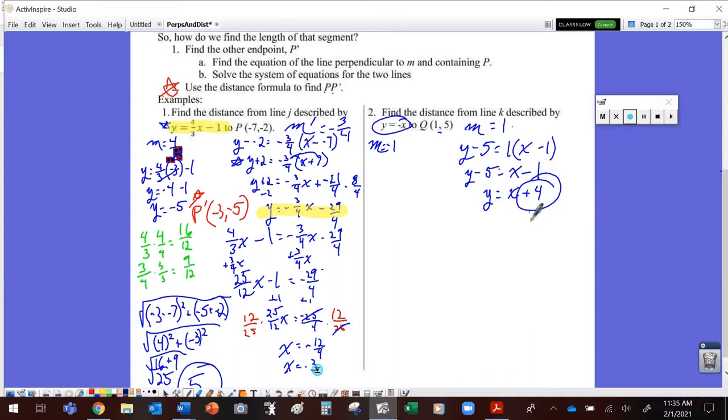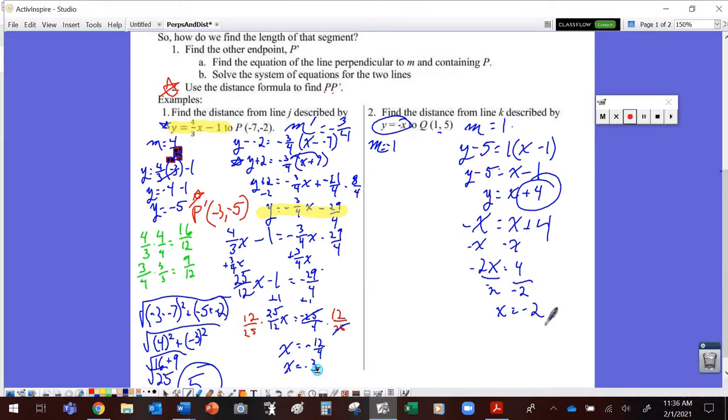I have y equals the opposite of x, and y equals x plus 4. So I can take those two equations and set them equal to each other. The opposite of x equals x plus 4. Solve these equations for x, so I'll subtract x from both sides and get minus 2x equals 4. Divide both sides by negative 2 and get x equals negative 2.